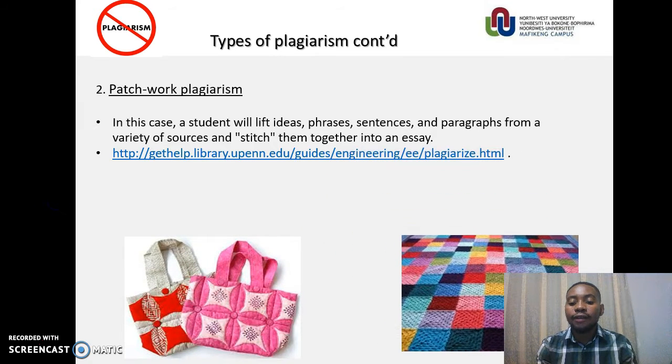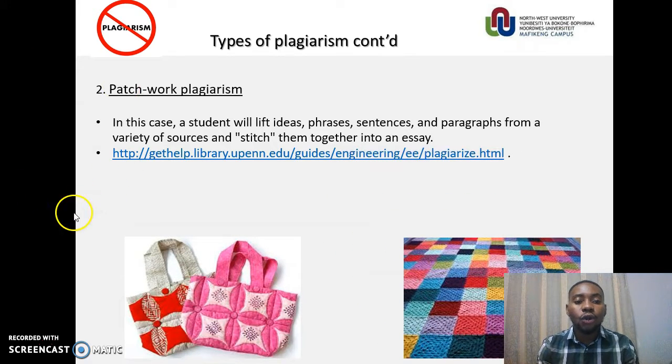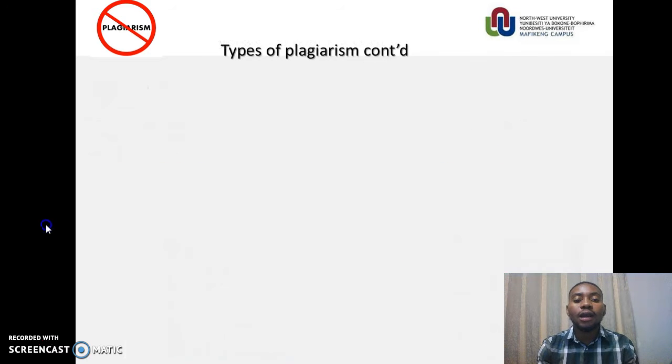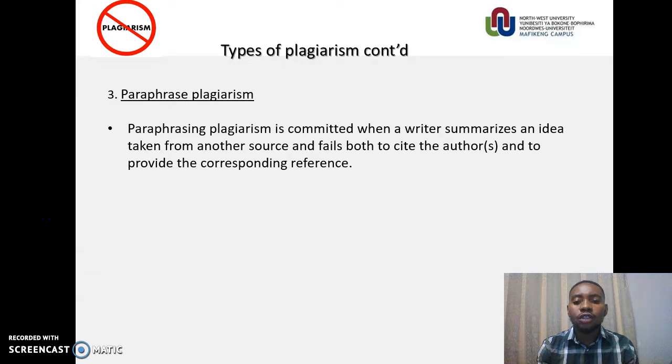As you can see there, we have different patches to denote patchwork plagiarism. Our third type becomes paraphrase plagiarism. Here one paraphrases what they read from someone else's work and then represents it as if it belongs to them. It is committed when a writer summarizes an idea taken from another source and fails both to cite the author and to provide a corresponding reference.